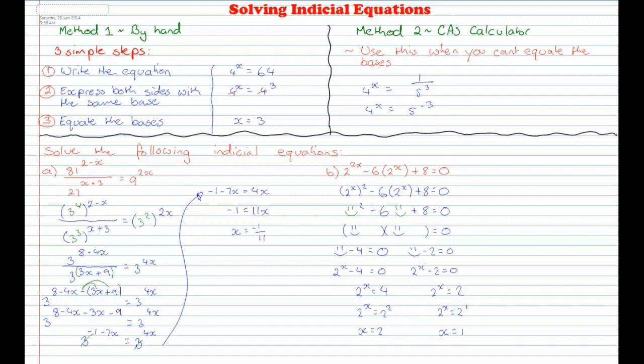Now if I add 7x to both sides, so let's go through and do that. I add 7x like so, and I add 7x over here. That's going to cancel out, leaving me with negative 1 is equal to 11x. And of course, therefore, x is equal to negative 1 over 11.